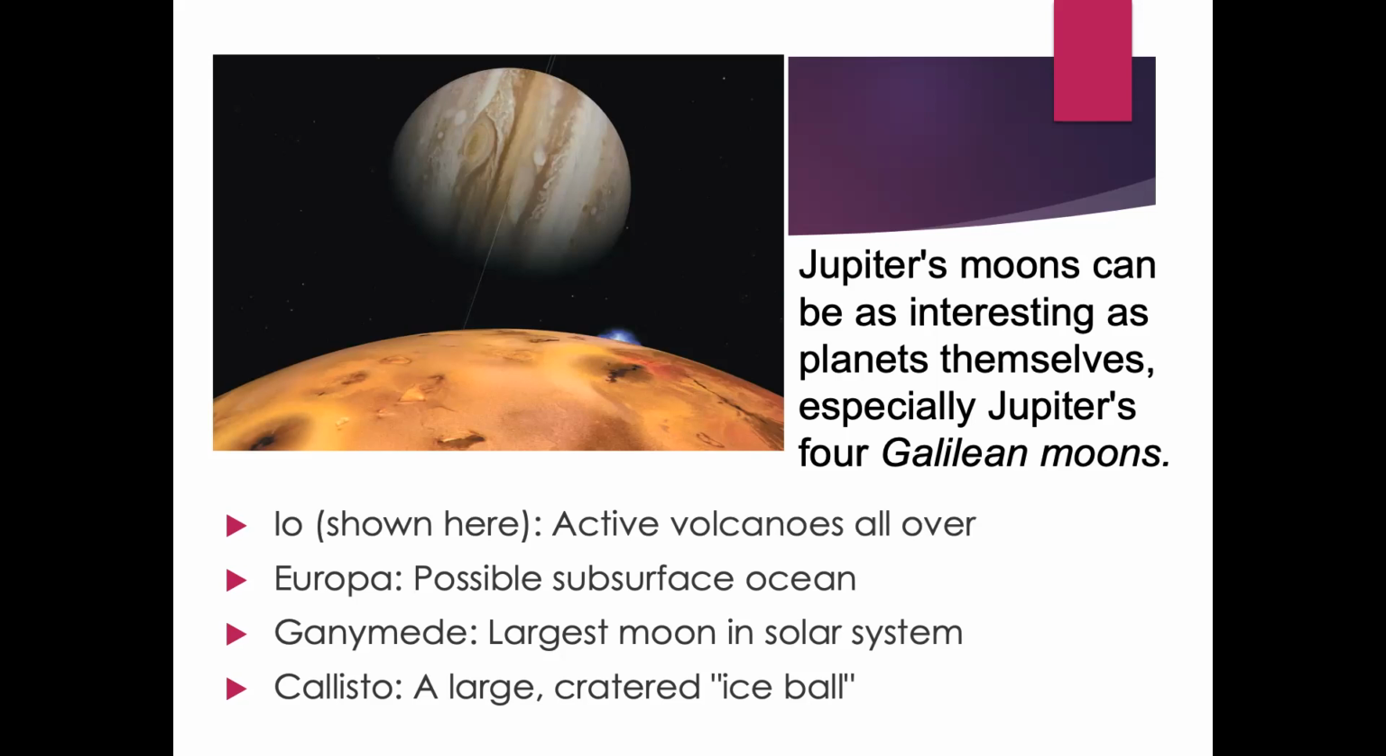There's a subsurface ocean. So is it possible that there's life in the oceans of Europa? Maybe. Could be possible. Maybe one day we'll get to go and do some research there. Then there's Ganymede, the largest moon in the solar system, and then Callisto, which is a giant ice ball.